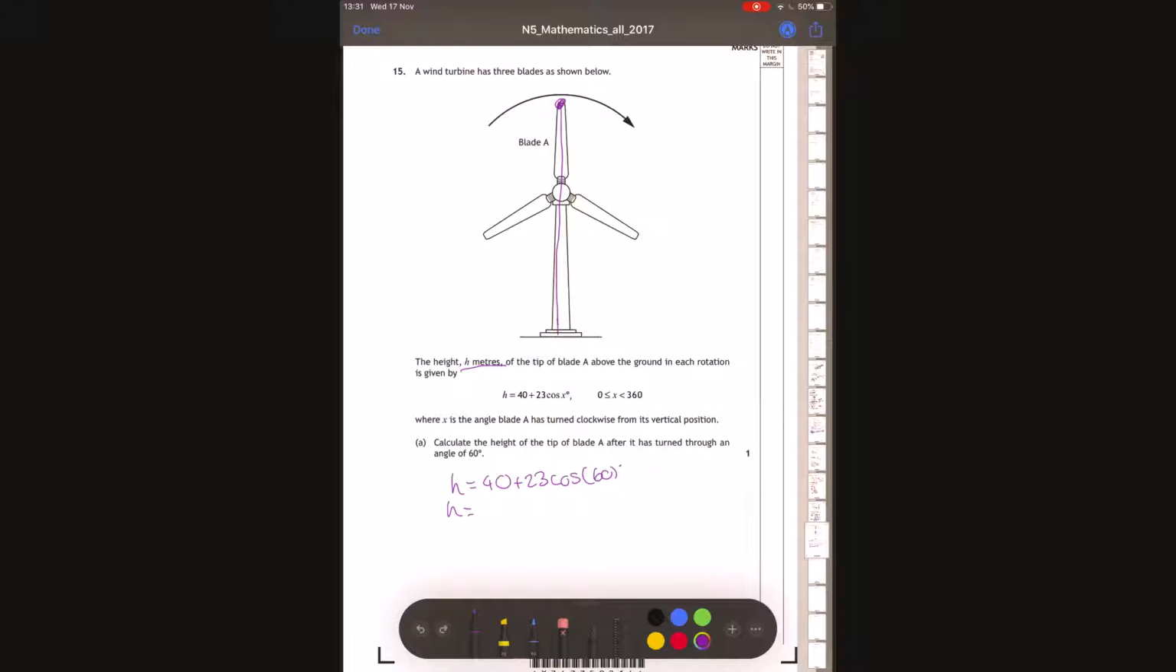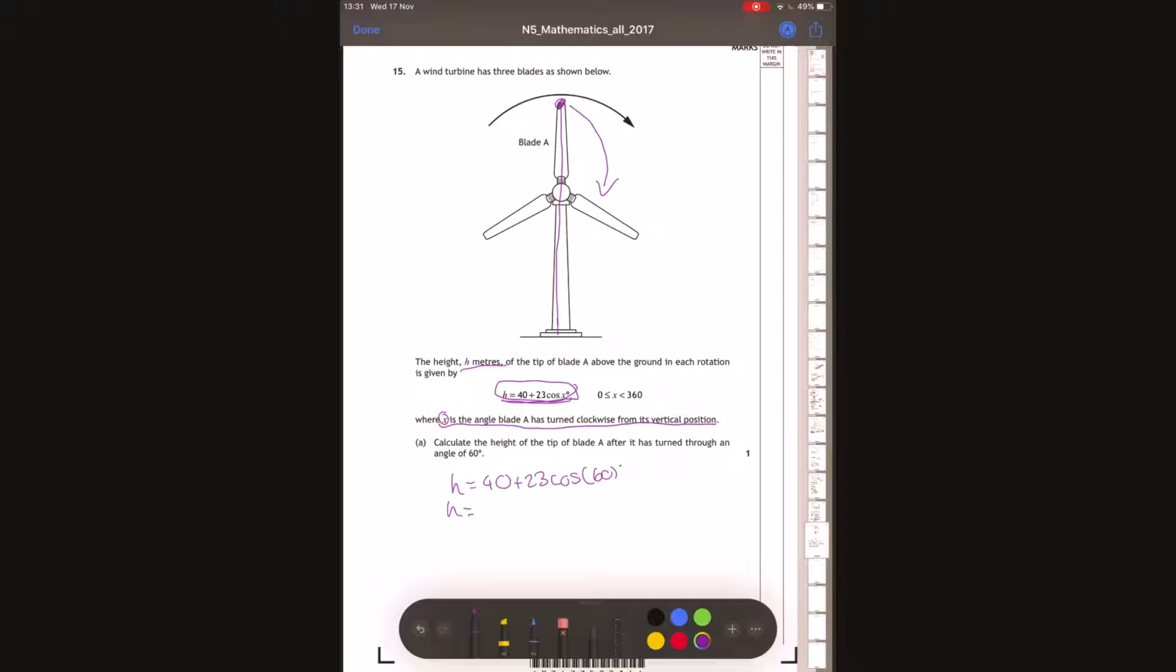The height of tip A above the ground in each rotation is given by this, where x is the angle blade A is turned clockwise from its vertical position. So x is the angle that A has turned this way, clockwise from being vertical. Calculate the height of the tip of the blade A after it is turned through an angle of 60 degrees. So we just substitute our angle, because angle is given by x, into this expression here.